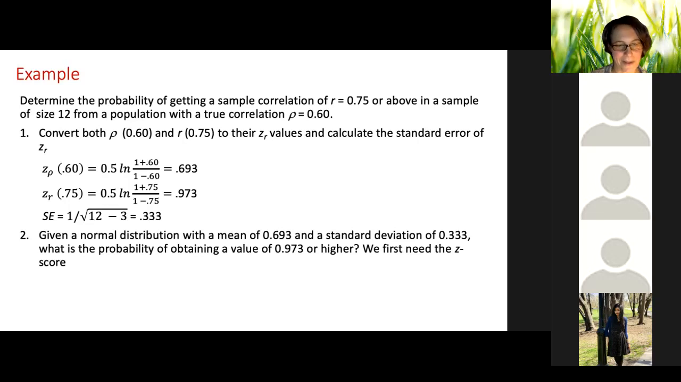So let's assume the following: your pnorm function can only tell you the probability for a standard normal distribution, so a normal distribution with a mean of 0 and a standard deviation of 1. So what would you do? You know that you have a distribution with a mean of 0.693 and a standard deviation of 0.333. So what do we need to do first?